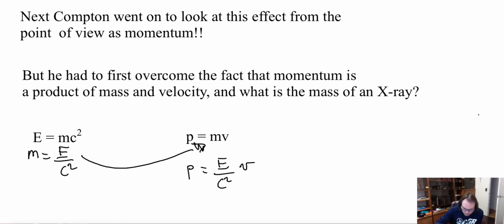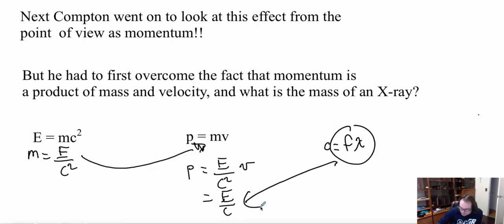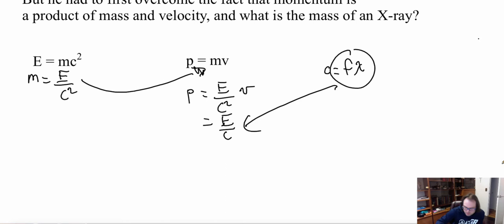So now both of these velocities here will end up canceling out, so I get E over the speed of light, which is c. But we also know that the speed of light from before is equal to my frequency multiplied by my wavelength. So I'm going to plug this in for c, which is going to end up giving me my momentum is equal to E over the frequency times the wavelength.